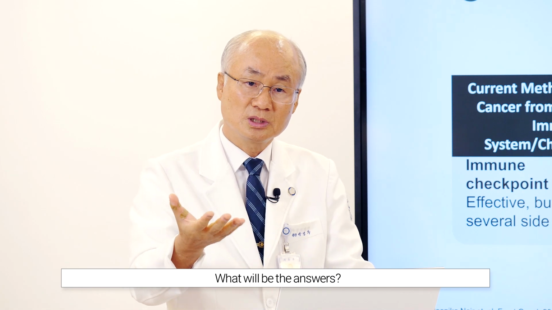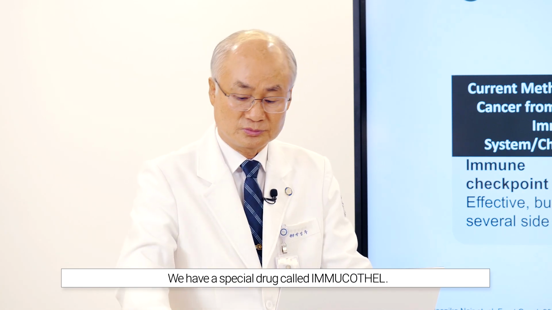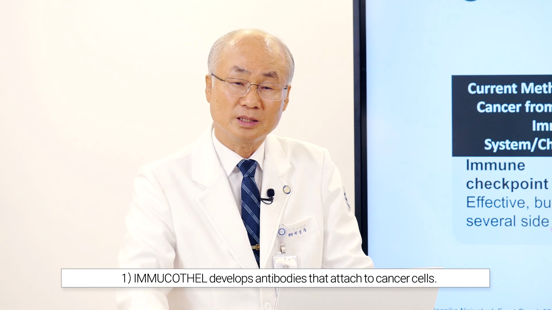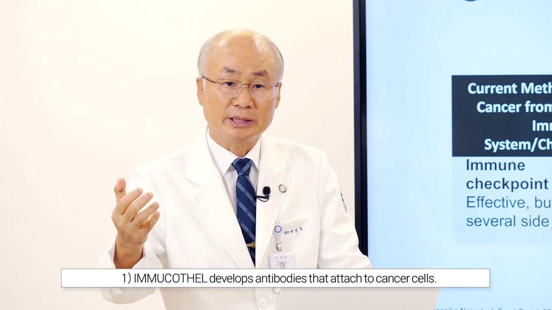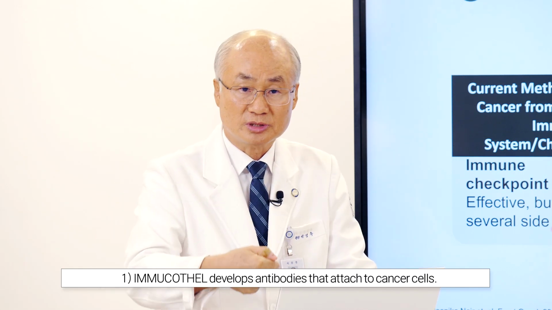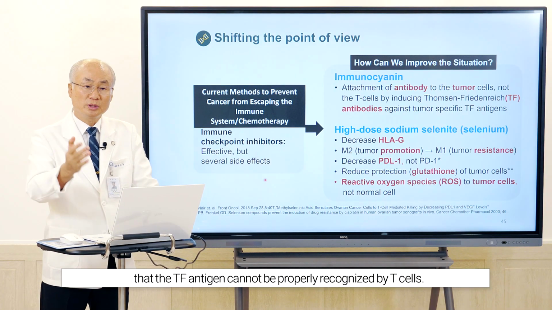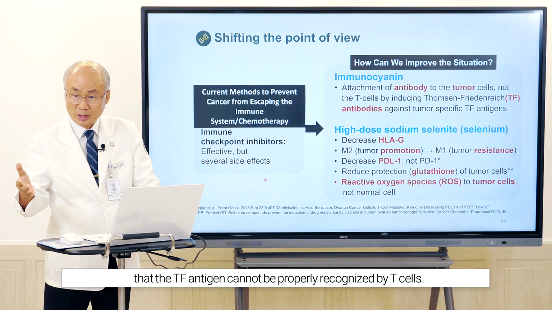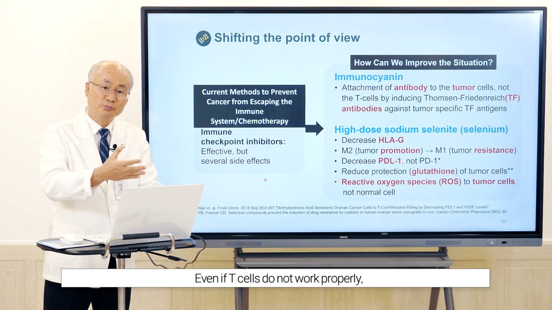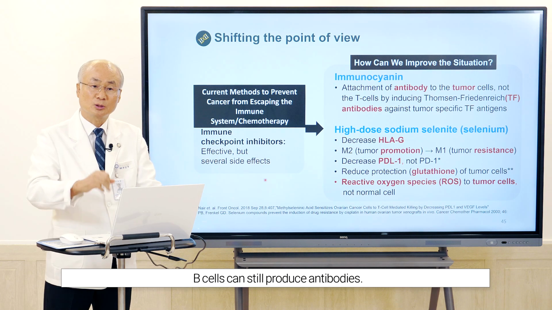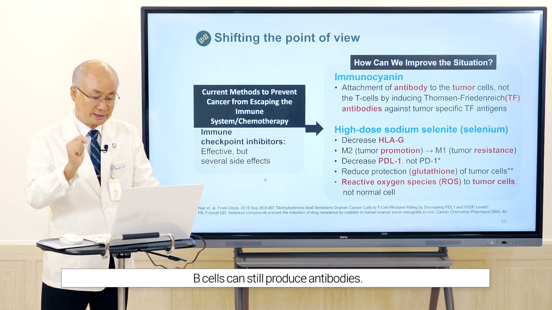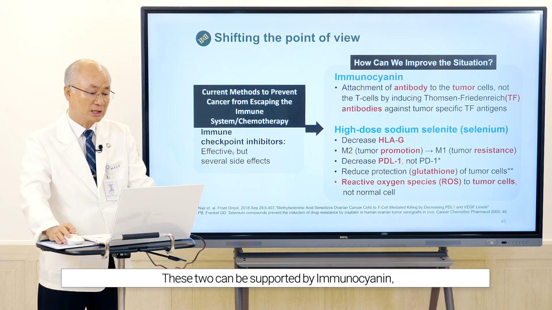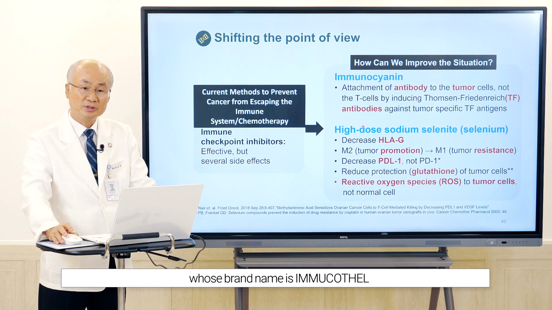What will be the answer? We have a special drug called Immunocyanin. Immunocyanin develops antibody attached to the cancer cells. Another one: we already said the TF antigen cannot be recognized properly by the T cells, right? So if the T cell cannot properly work, then the B cell can work to produce antibody. Both can be done by Immunocyanin. The brand name is Immunocyte.